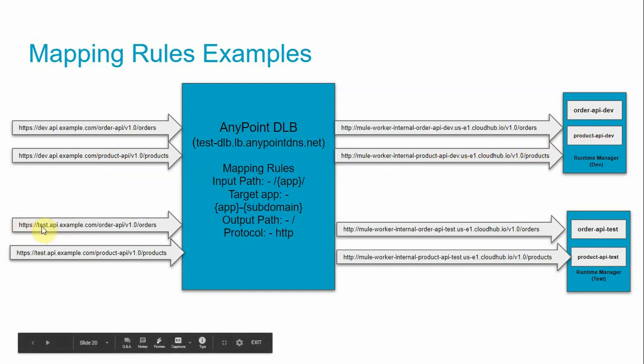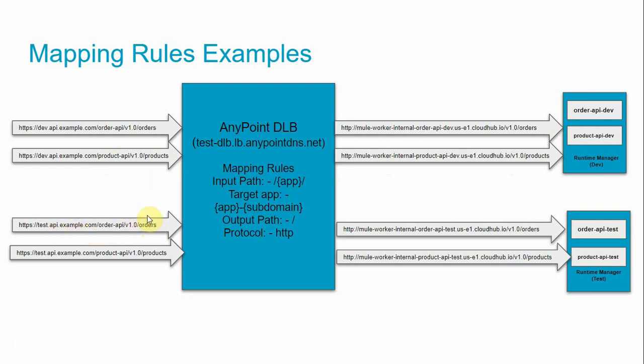Now the request comes on http test.api.example.com slash order-api v1.0 slash orders. In that case, what will happen? The app will become order API and the subdomain will become test. So in this case, it again forms that internal DNS record, mule-worker-internal-order-api-test.us-east1. Now the request is routed to test. HTTPS test.api.example.com product API slash v1.0. Again, you can see it applies the mapping rule, and you can see the request has been routed to the test product API.